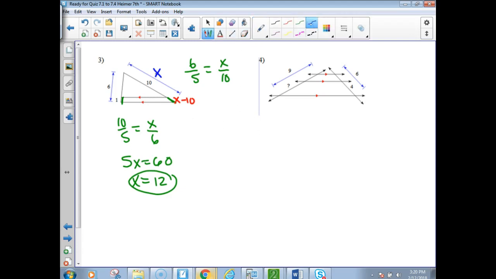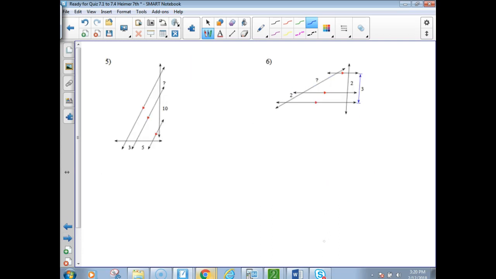And number 4. What is the setup for number 4? Chloe? Do you want to start over there? 6 over 4, piece over piece to piece. Yep, we can do that. And that's because x and 4 correspond to the same piece along those parallel lines cut by the transversal. So 6 times x is 36, and we should be getting x is 6. Divide both sides by 6.